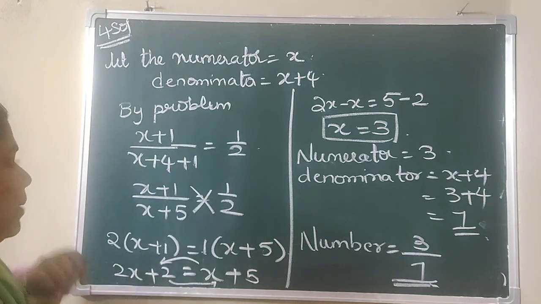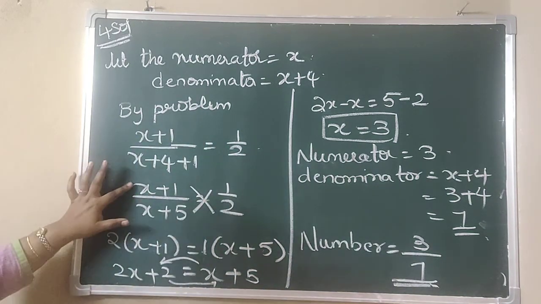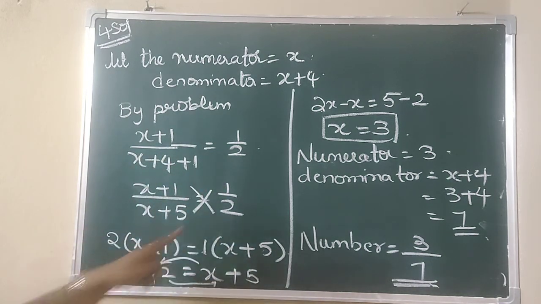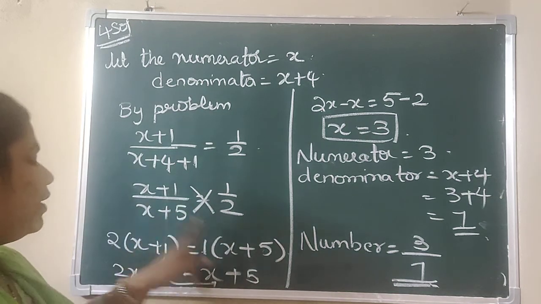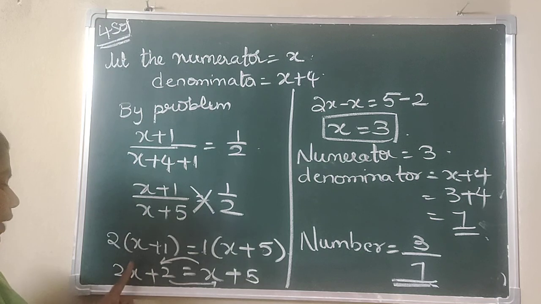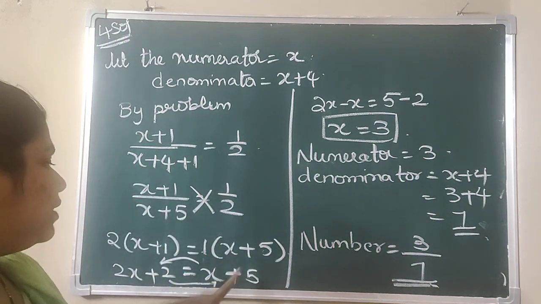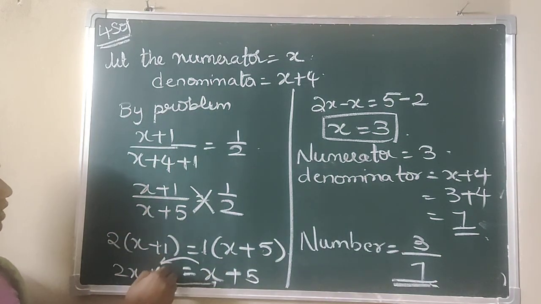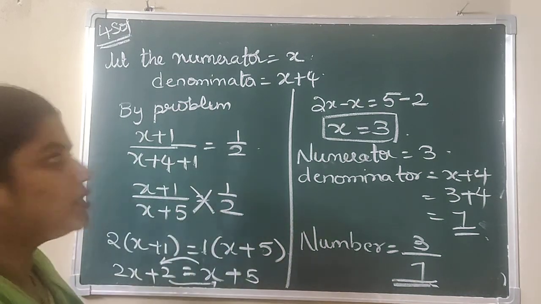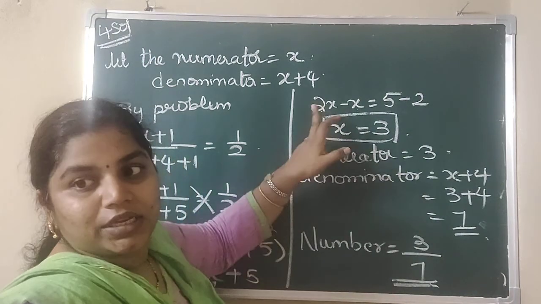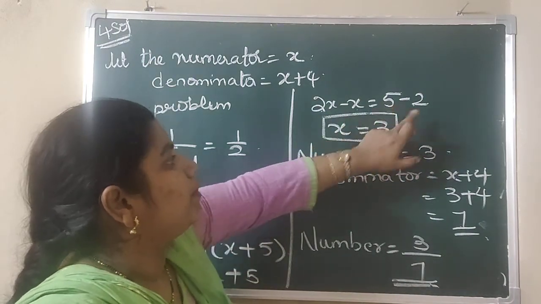So I did cross multiplication. x plus 1 by x plus 5 is equal to half. Do cross multiplication here. 2 into x plus 1 is equal to 1 into x plus 5. Each and every term you multiply with each other. 2 into x is 2x plus 2 into 1 is 2, equal to 1 into x is x plus 1 into 5 is 5. So bring this plus x to this side and take that plus 2 to the other side. So it will be 2x minus x is equal to 5 minus 2. 2x minus x is how much? x. 5 minus 2 is 3.